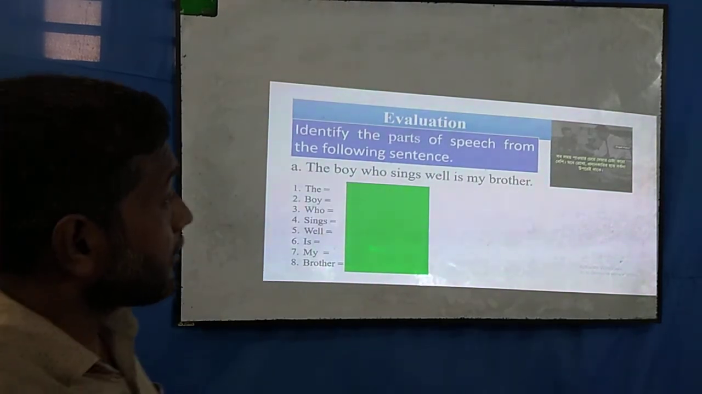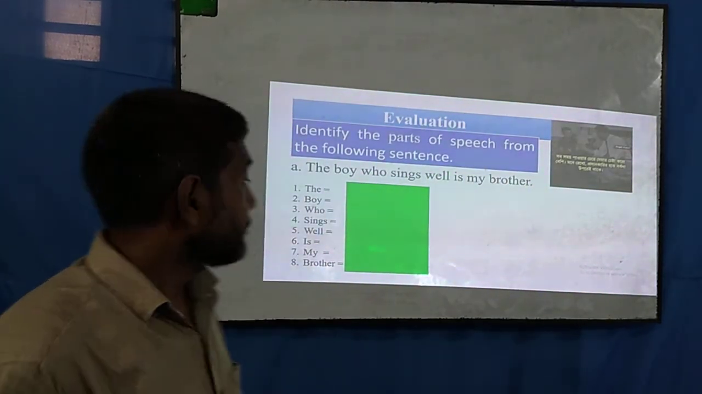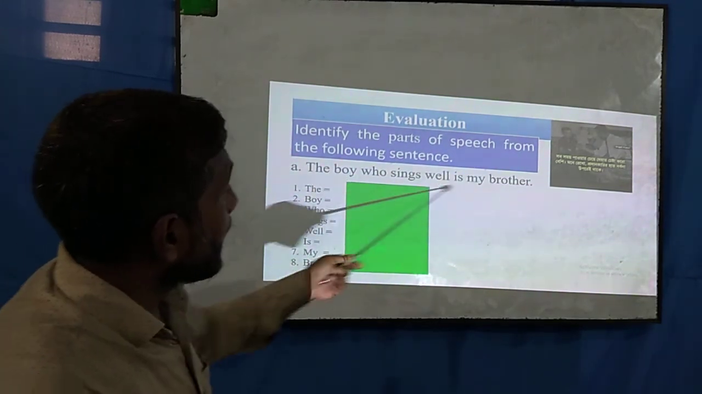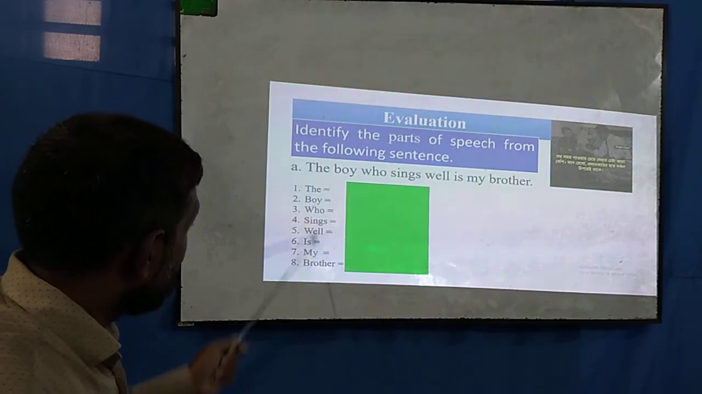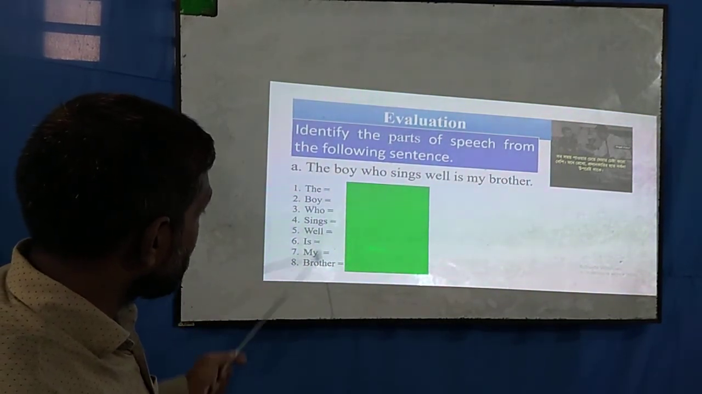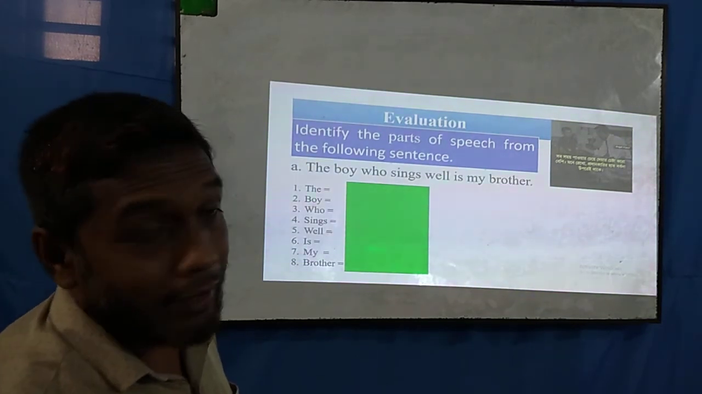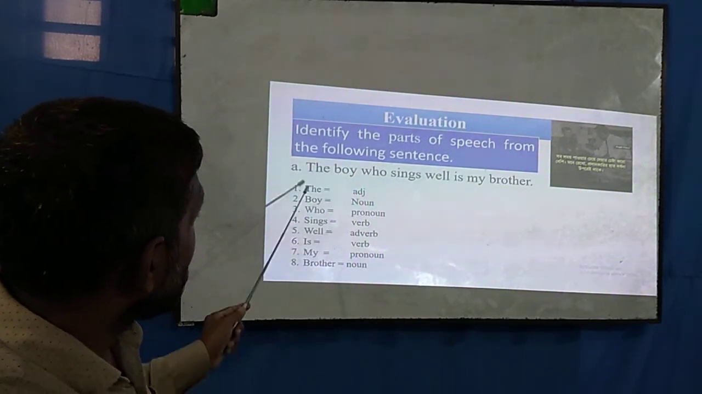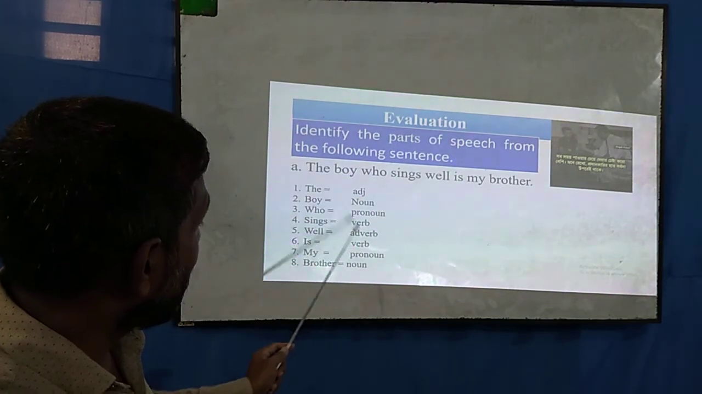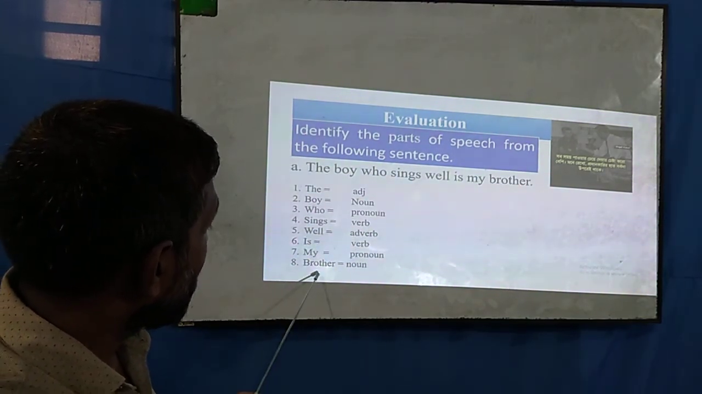So dear students, here is an evaluation form for you. I have written a sentence here, and the words are separated here. As a student, you have to find out which parts of speech I have used here. Now I am going to show you the answer. The is an adjective, boy is a noun, who is a pronoun, sings is a verb, well is an adverb, is is a verb, my is a pronoun, and brother is a noun here.